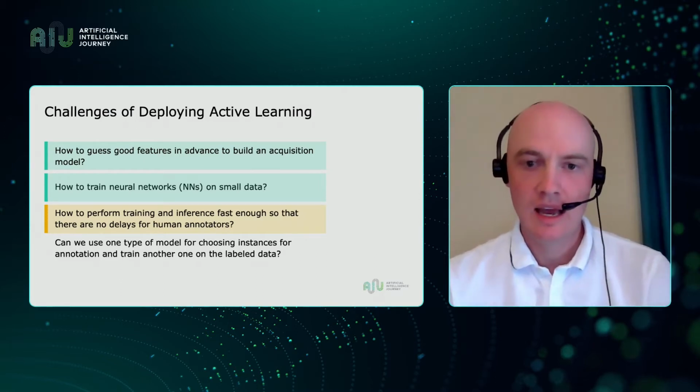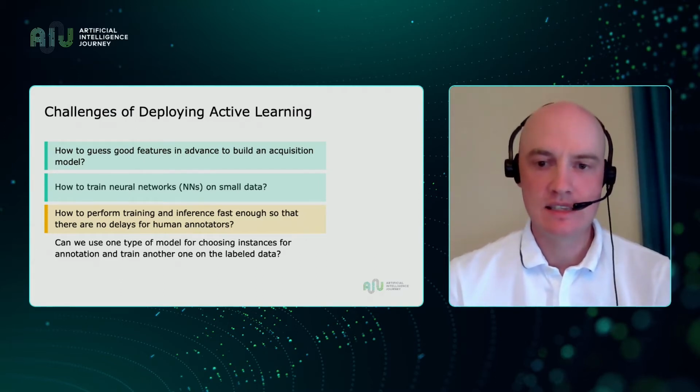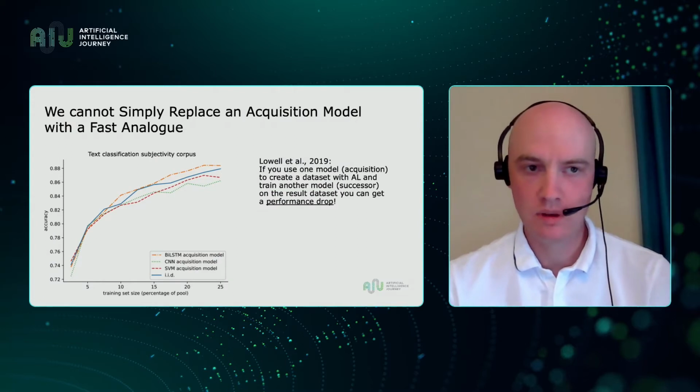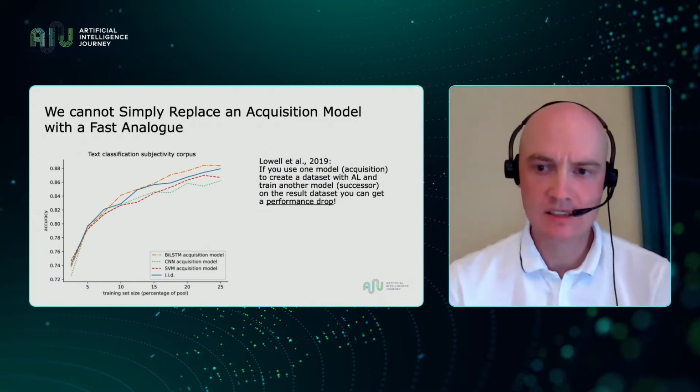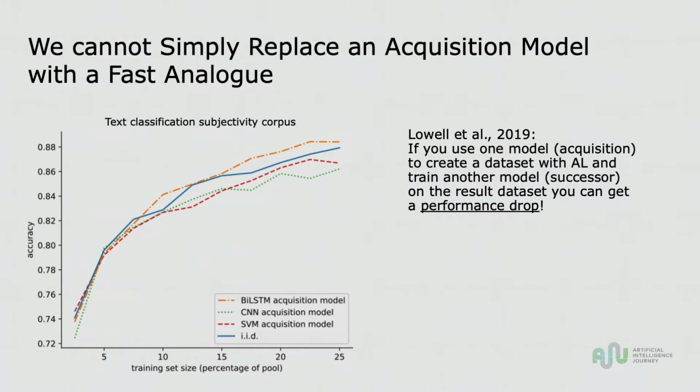A very important problem connected with active learning is that we cannot use different models to choose instances for annotation and to train another one on the labeled data, which can be seen from the Lowell paper 2019. So if you use one model, the acquisition, to create a dataset with AL and train another model, the successor, on the resulting dataset, you can get a performance drop, actually.